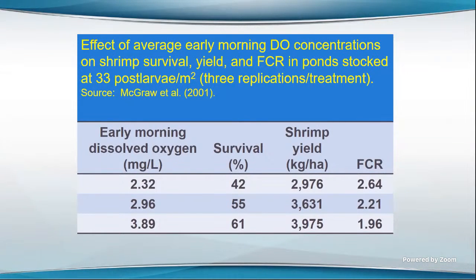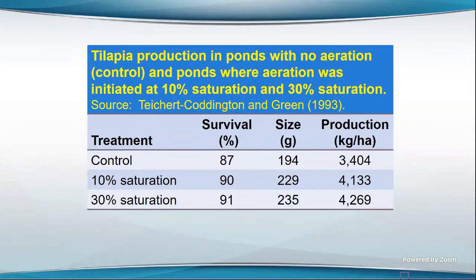and better FCR. And this is some similar data with some tilapia where they had to maintain some of the ponds around 10% of saturation and others around 30% of saturation in the morning. They had a control where the oxygen just dropped however low it would drop.